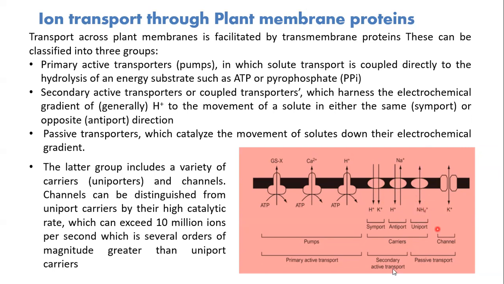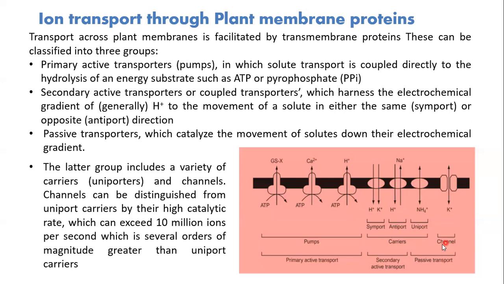So these are basically the transporters. We can say these are carriers. We'll see in the next slide what is the difference between carriers, pumps and channels. So it means the carriers can perform three kinds of transport: symport, antiport, and uniport.